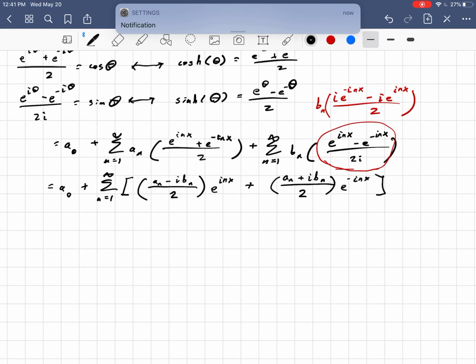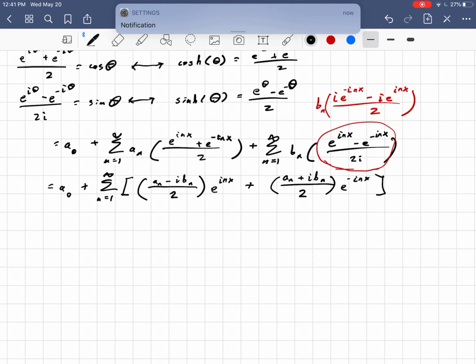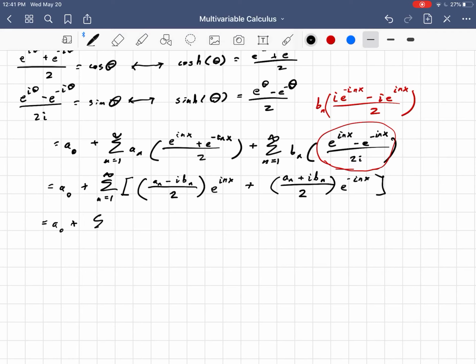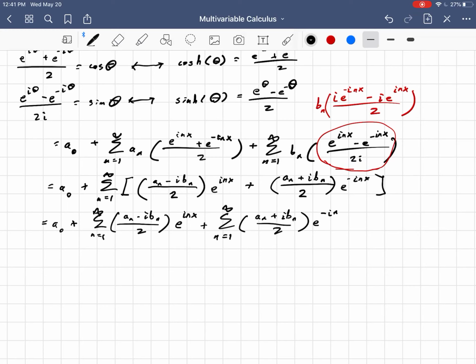So what that tells you is that we can change the index here. So now what I'm going to do is I'm going to break this up into two separate sums. Rather than writing it all, I'll write it out. a naught plus sigma n equals 1 to infinity of a sub n minus i b sub n over 2 times e to the i n x plus sigma n equals 1 to infinity of a sub n plus i b sub n over 2 times e to the negative i n x.